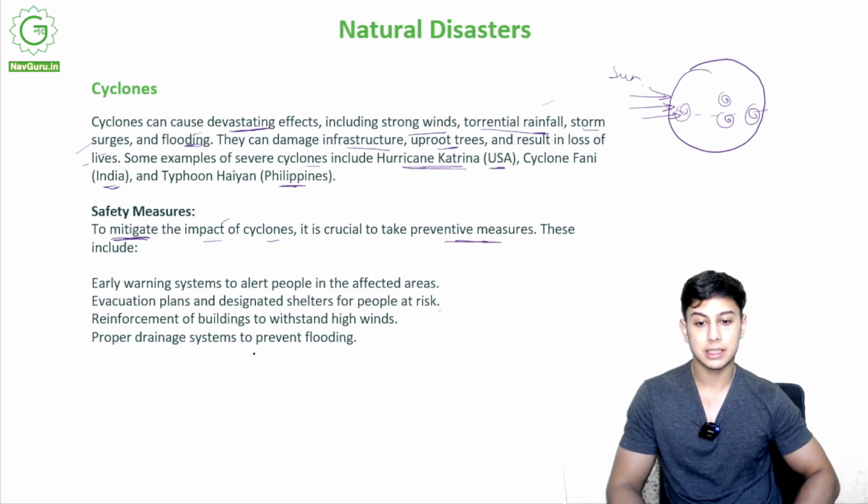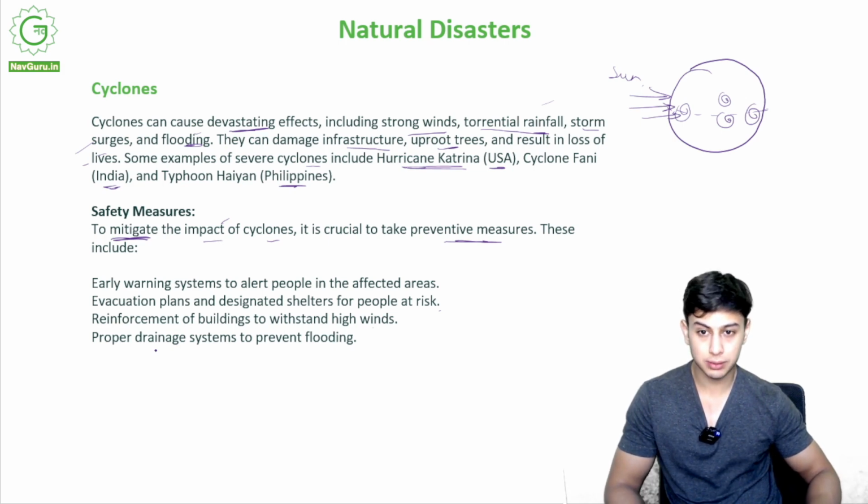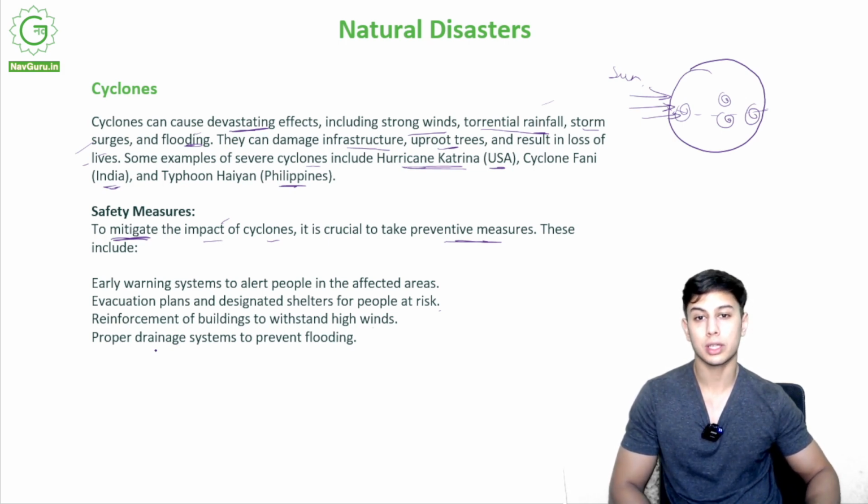Proper drainage systems to prevent flooding. Okay, so we can improve the drainage system of that area so that there is no water clogging and water can flow easily through drains, otherwise there will be a big flood.